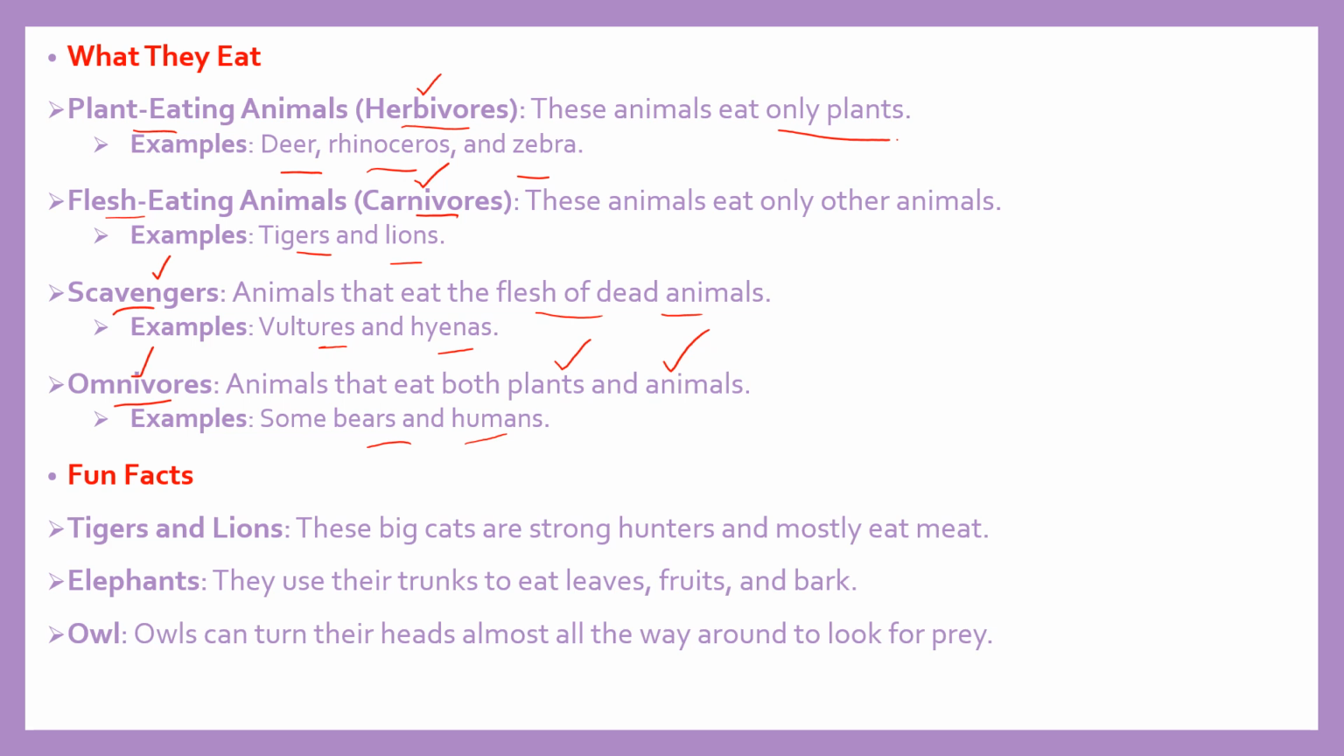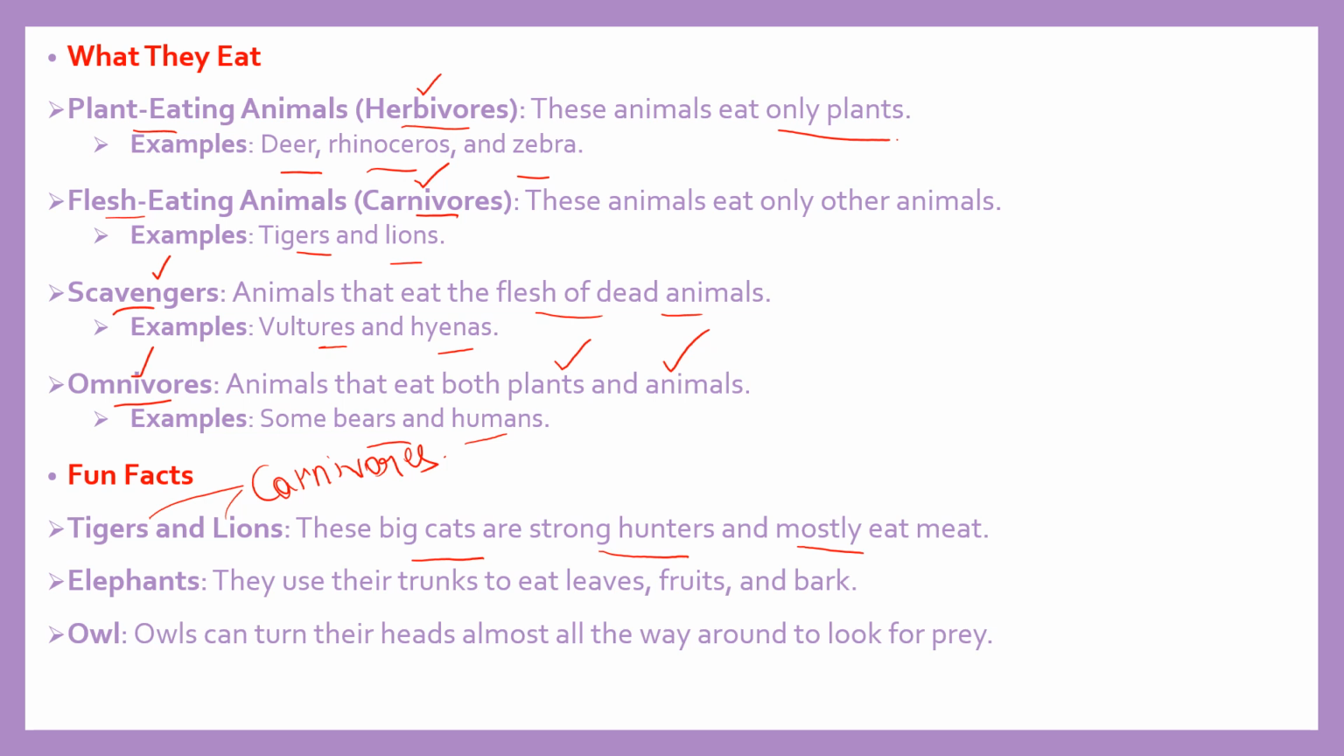And just fun facts, you all know all this. Tigers and lions, these are big cats. These big cats are strong hunters and mostly eat meat. As I have mentioned, these are carnivores. What are these? Carnivores. You have to remember all these: herbivores, carnivores, scavengers, omnivores.